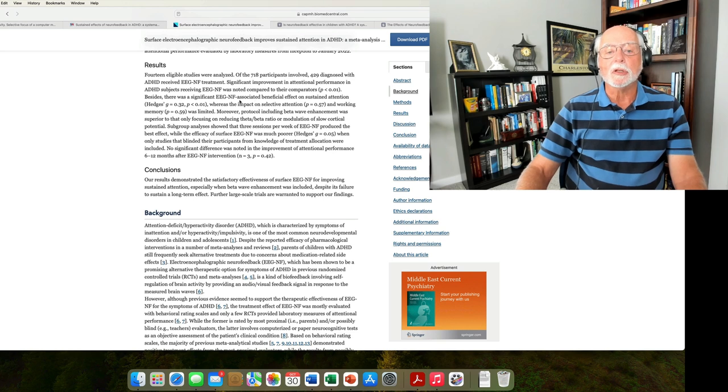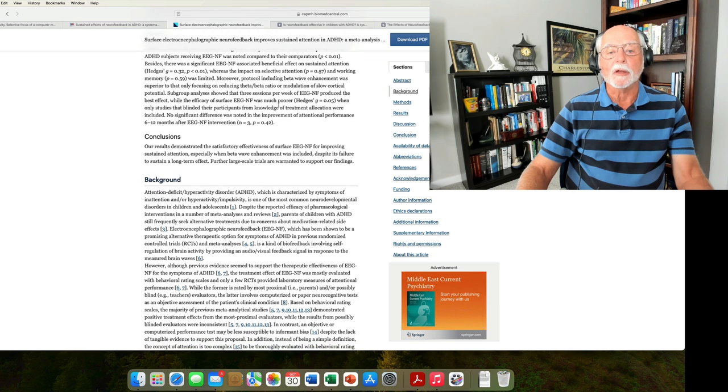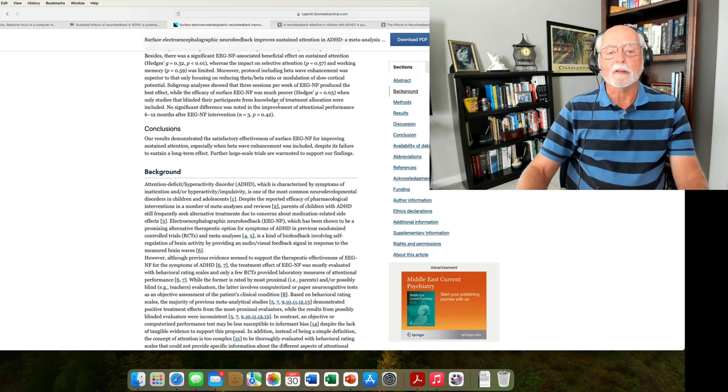They found that EEG neurofeedback was associated with benefits on sustained attention measures in the lab, but not on measures of selective attention or working memory, sort of other measures of executive functioning. So this review isn't looking at how people are functioning in daily life, it's looking at lab measures. And it's finding that there was some enhancement of lab measures through this kind of training of the theta-beta ratio, and that it appears that 3 sessions per week produce the best effect on these lab measures.